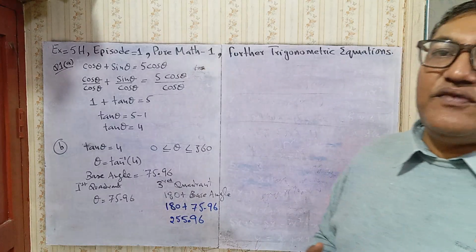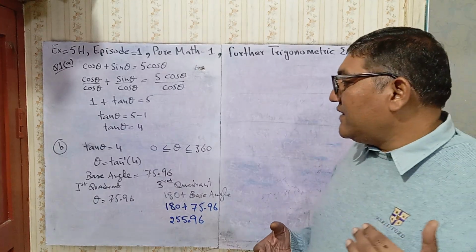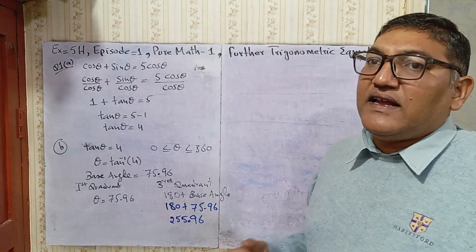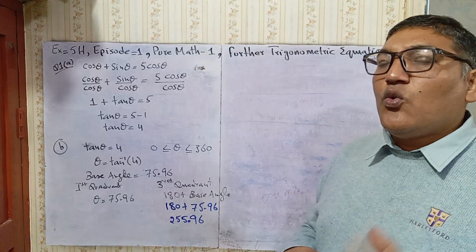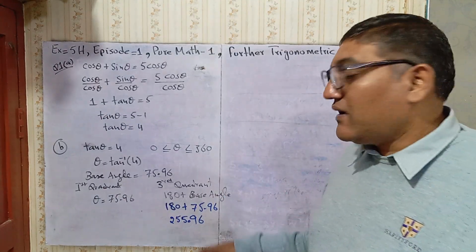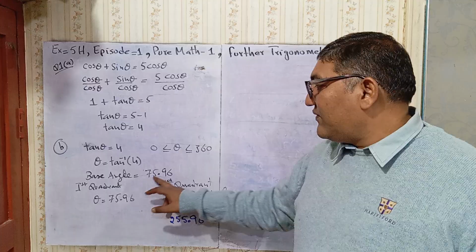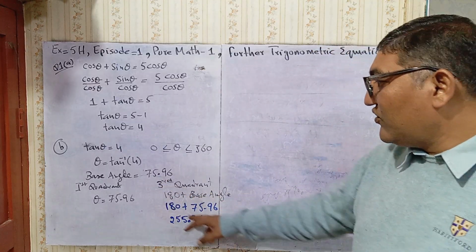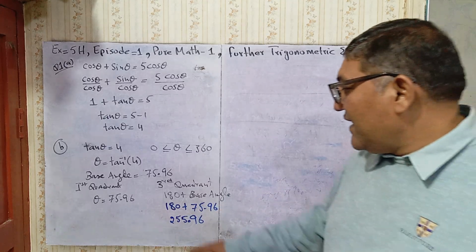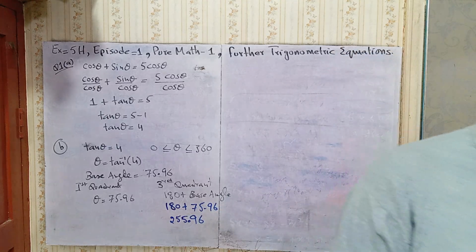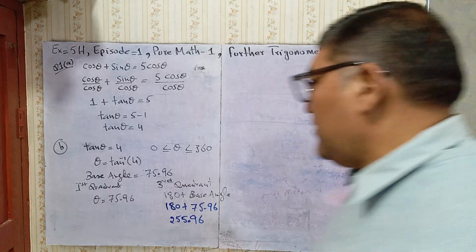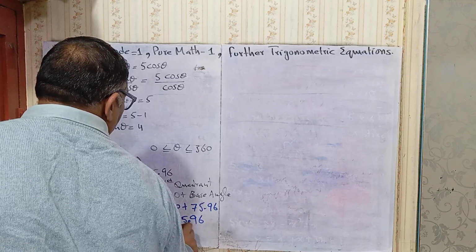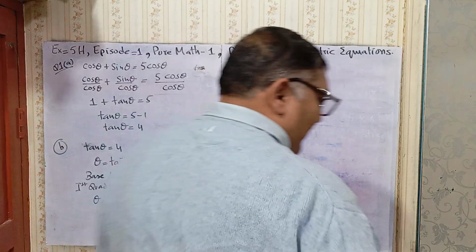So tan is positive in two places, in the first quadrant and in the third quadrant. In the first quadrant, theta equals the base angle, and in the third quadrant, theta equals 180 plus the base angle. So theta in the first quadrant will be 75.96 degrees, and in the third quadrant it will be 180 plus 75.96, and that will be 255.96. In the book, when I check the answer, they have written 76 degrees and 256 degrees. So you can also write it like this.